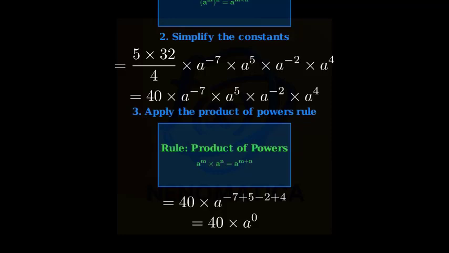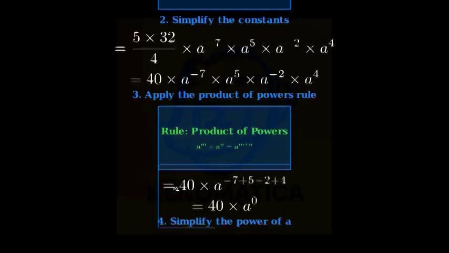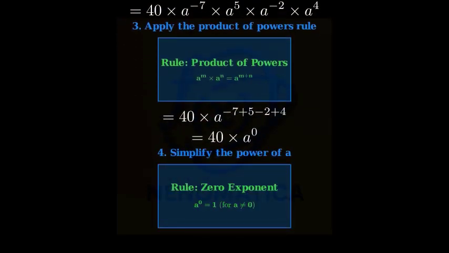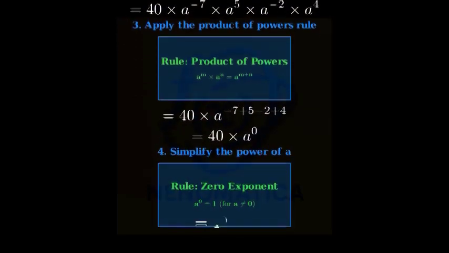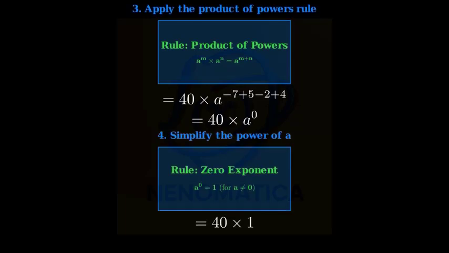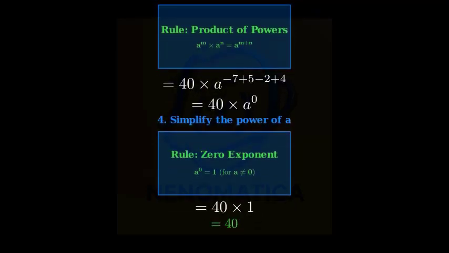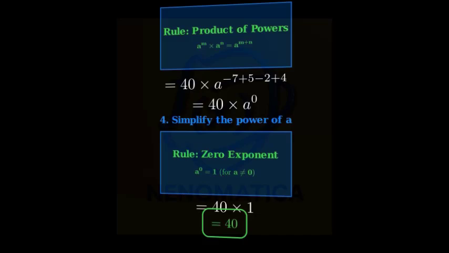Step 4. Now we need to simplify the power of a. Remember the important rule that any non-zero number raised to the power of 0 equals 1. So a to the power of 0 equals 1, and we get 40 times 1. Finally, we get our answer. 40 times 1 is just 40. So the complex expression 5a to the -7 times 2a raised to the fifth power times 2a raised to the negative second power times negative a squared raised to the second power simplifies to just 40.